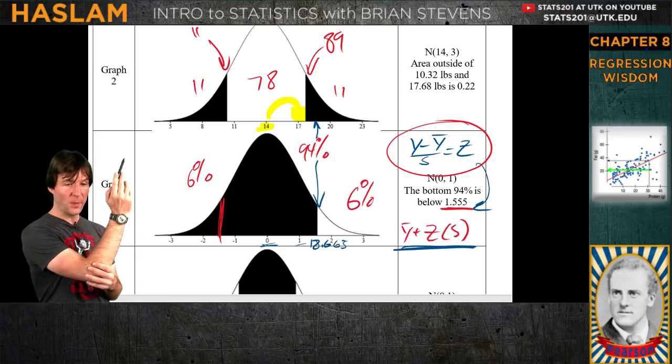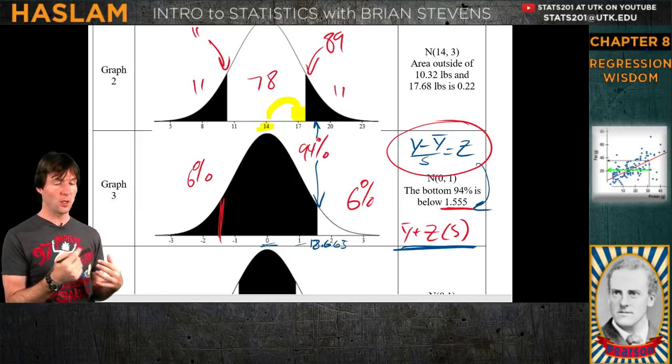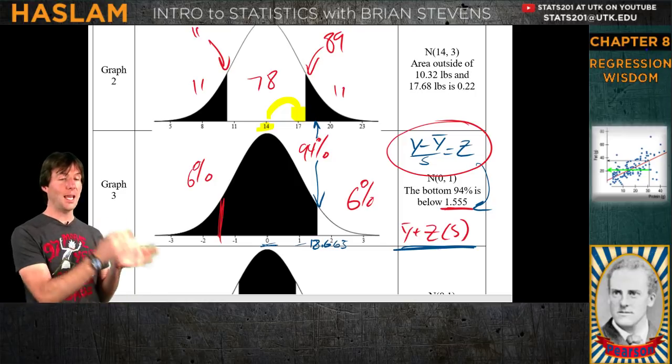So does that look like it's about at 18.665? Yes. All I did was add back on the z-score by multiplying it by the standard deviation and adding it to the mean.